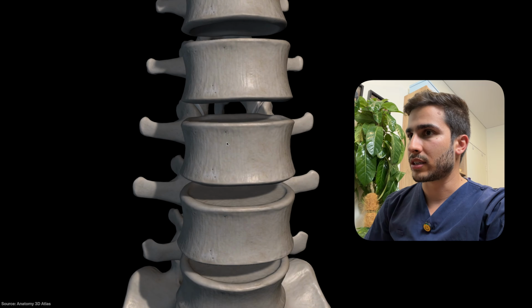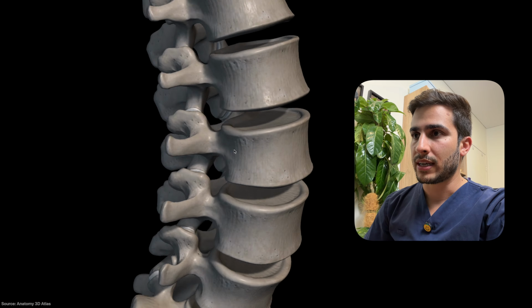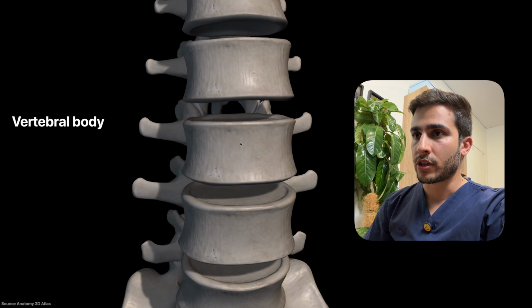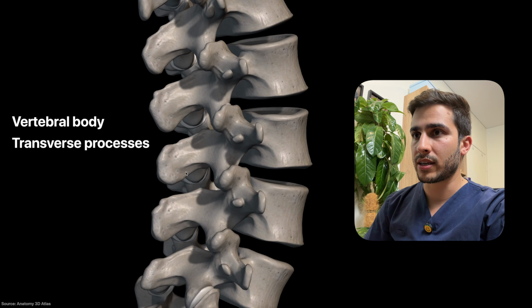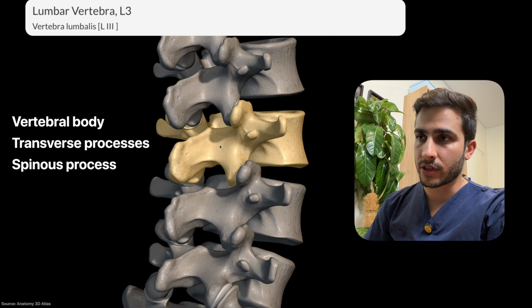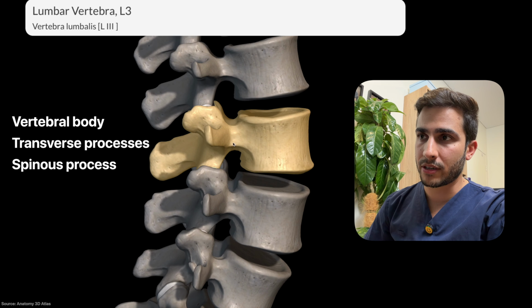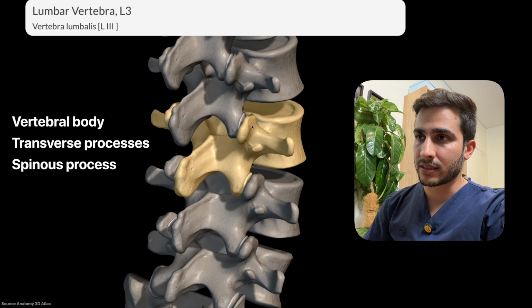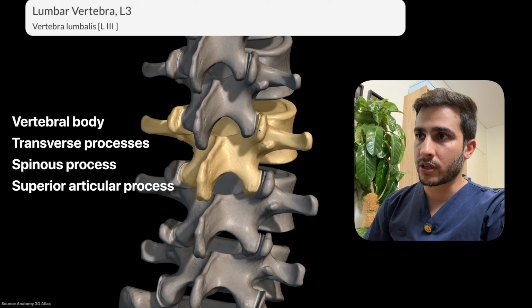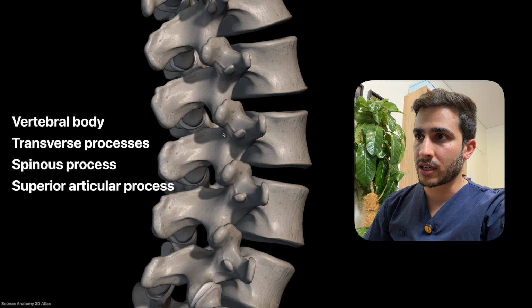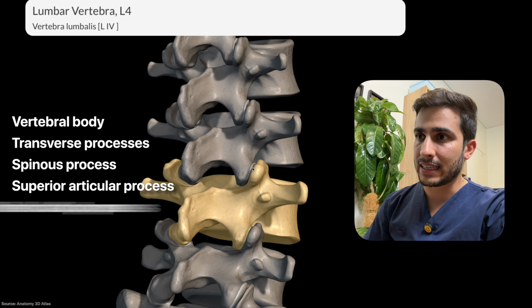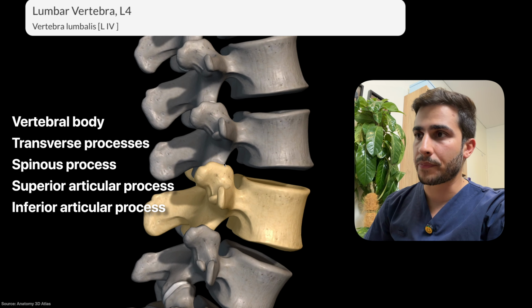Okay. So again, getting rid of these pins over here, we have the vertebral body in the front, transverse processes on the side, spinous process over here. It's connected via the lamina, and then the pedicle is connecting these two. Then we have our superior articular process, see how it's connecting to the other one, and the inferior articular process.